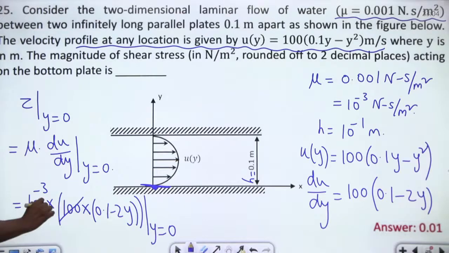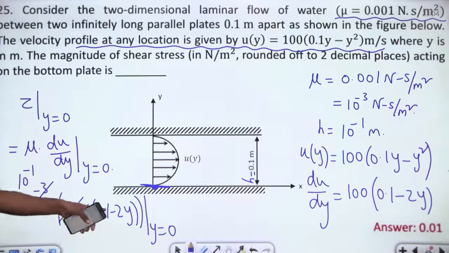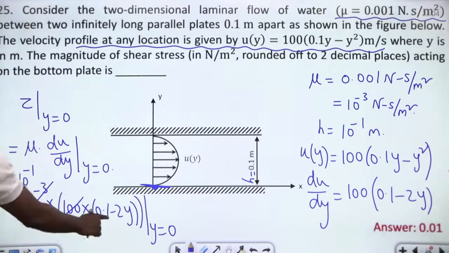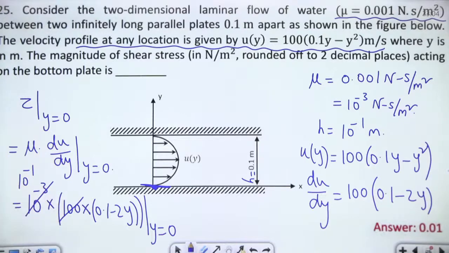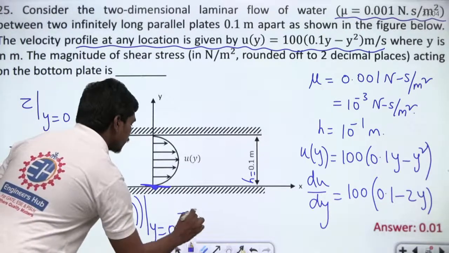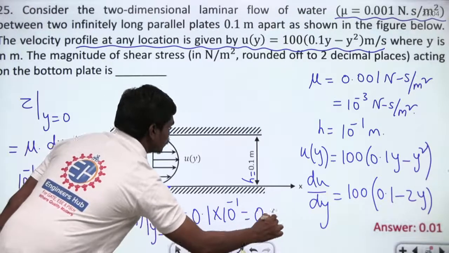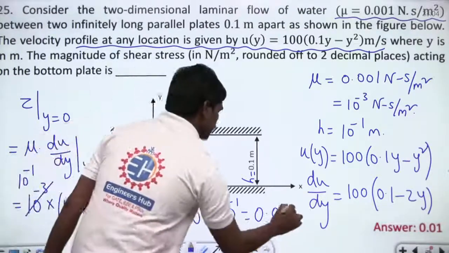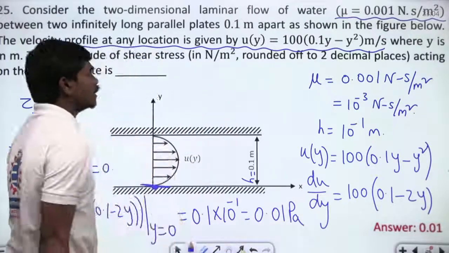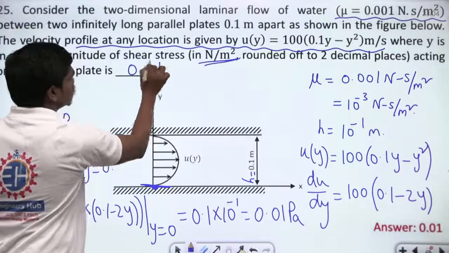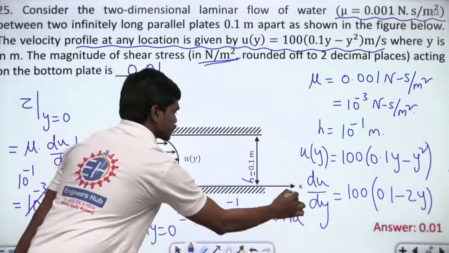So 100 into 10 to the power minus 3 will give you 10 to the power minus 1. If you put y is equal to 0, you have 0.1 here. So 0.1 into 10 to the power minus 1. What is the value? It is 0.01 pascals. Shear stress we are talking about, so 0.01 pascals, and pascal is nothing but Newton per meter square. So 0.01 is the correct answer in this case.